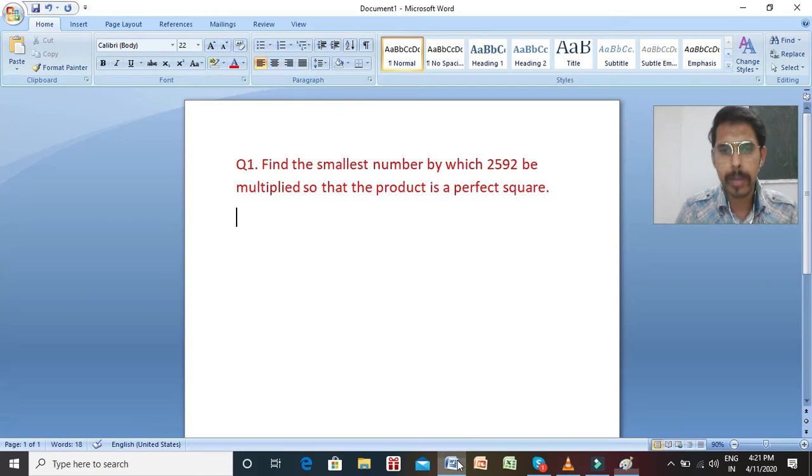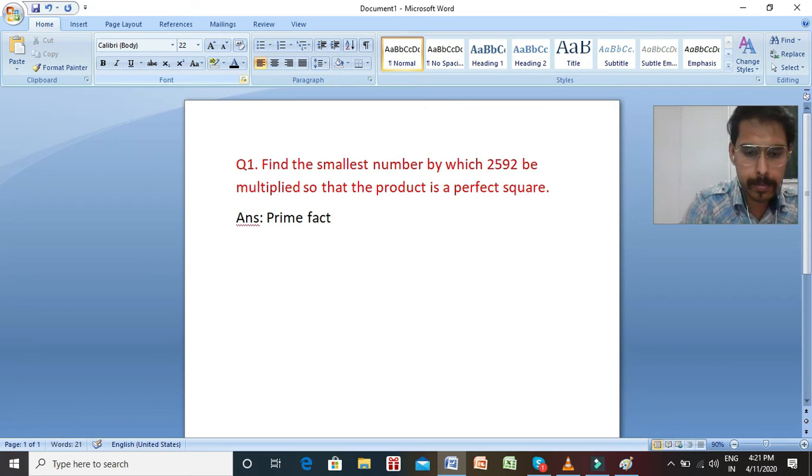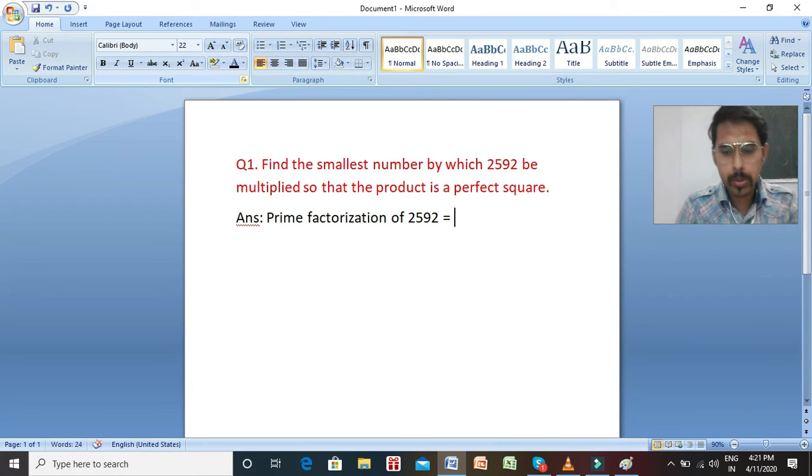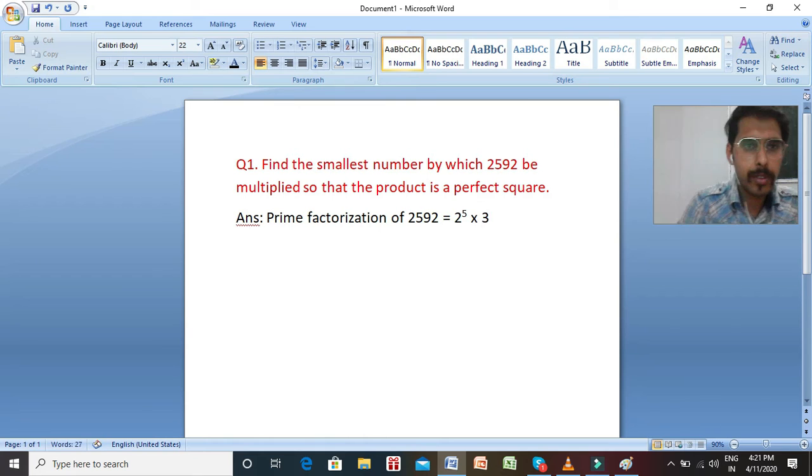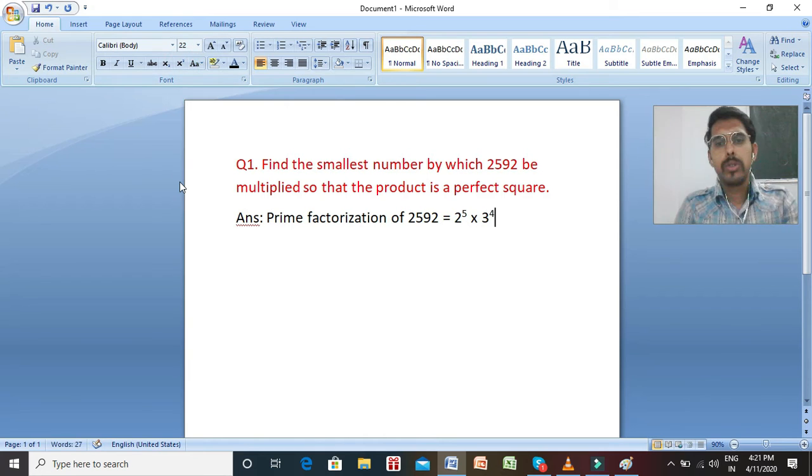So the prime factorization of 2592 will be equal to 2 to the power of 5 into 3 to the power of 4. So this is the prime factorization of 2592.